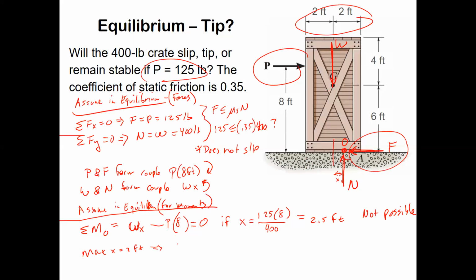So just to plug that in, if you are at the max X, then you're not in equilibrium. The sum of the moments about O is going to equal 400 times 2 minus 125 times 8, and that's going to equal minus 200 pound-feet. That is a net moment in the clockwise direction. That means the crate tips.